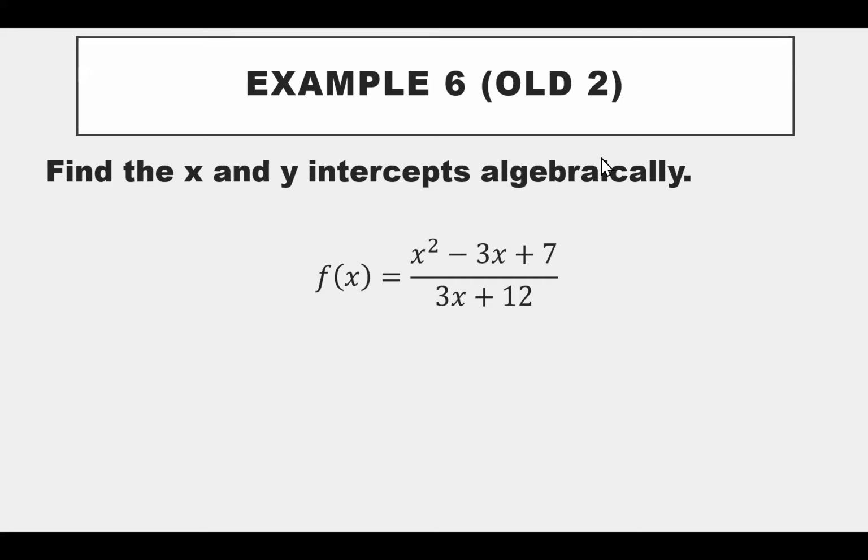Let's find the x and y intercepts algebraically for our old example 2. So this is example 6, but it's the same rational function we looked at in example 2. I think in example 2 we had 12 plus 3x. Here we have 3x plus 12 in the denominator. It's the same thing. So figure out the x and y intercepts algebraically. If you want to do that on your own, push pause on the video. I will show you how that's done in a couple of seconds.